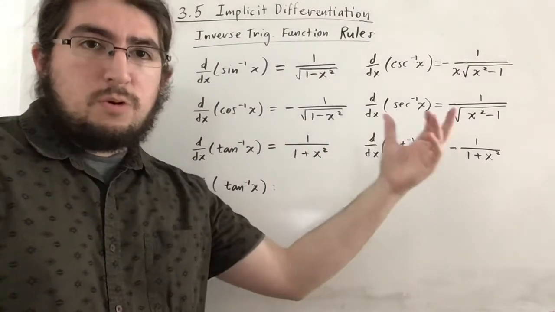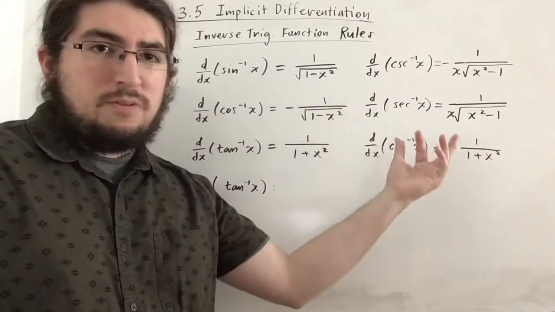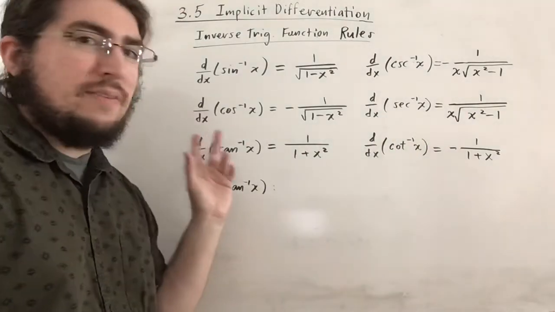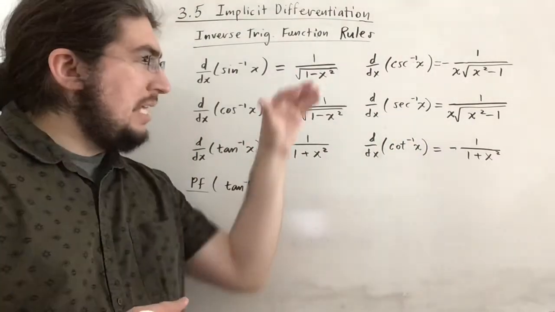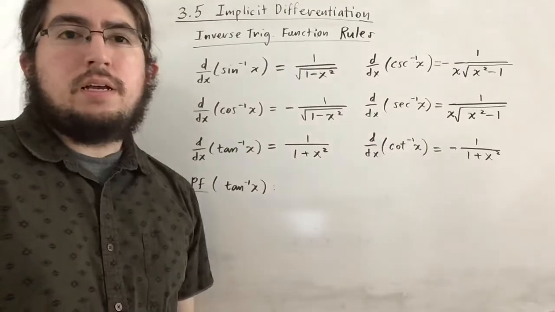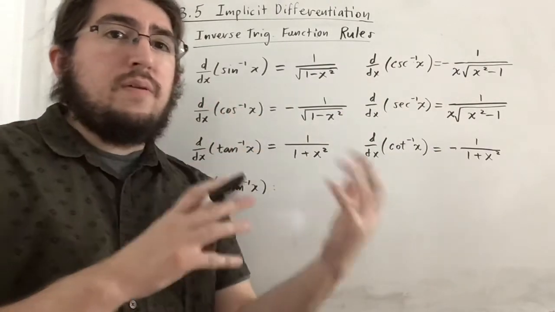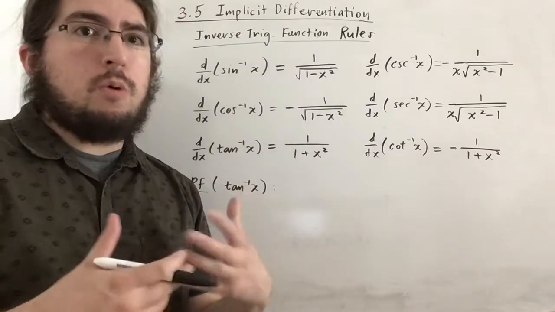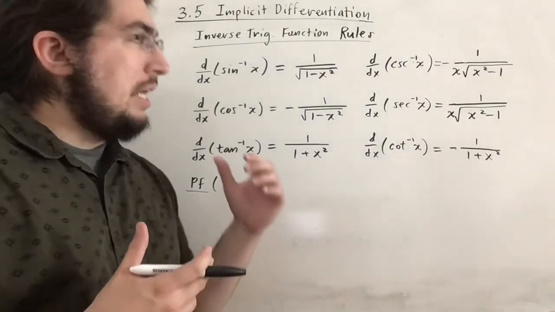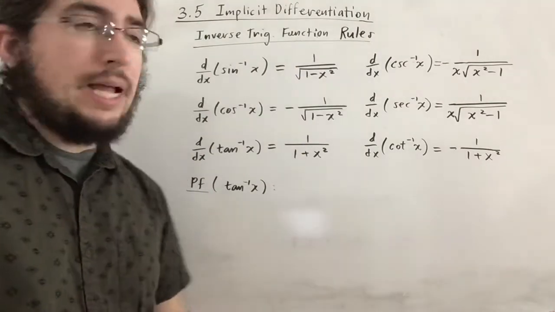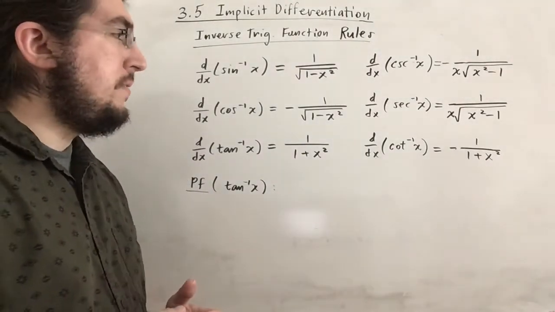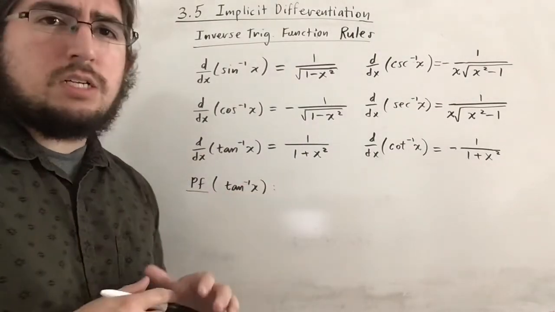The derivative of inverse cotangent is the same as the derivative of inverse tangent, but negative. In fact, that's even true for secant and cosecant. So for any inverse trig function, whatever its derivative is, its co-inverse function's derivative is just the negative of that result. And that's all I really want to say as far as the pattern goes.